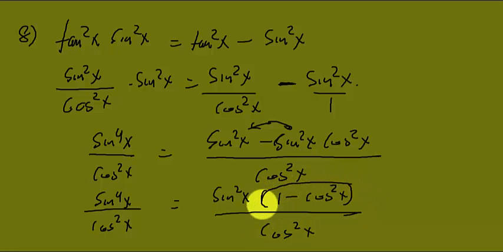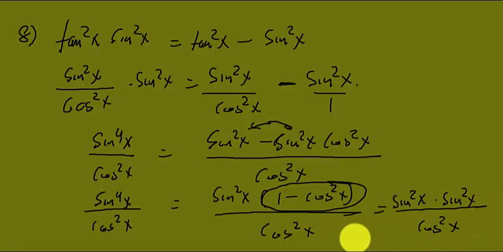Now, of course, we have a trig identity for that. That's sine squared x. So I have sine squared x times sine squared x, all that over cosine squared x, which is sine to the 4th of x over cosine squared x.